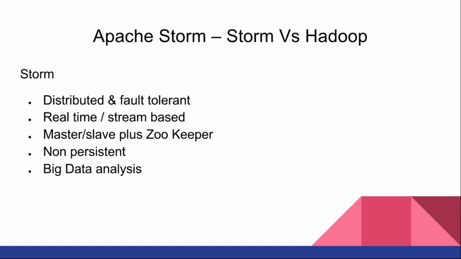It is non-persistent. That means we are not going to store the data anywhere. Once we deploy the Hadoop clusters, we are going to see the data in something like HDFS, but for Storm, we need some place to store the data and to push that data to our framework, that topology, the Storm jobs. The final thing is it is also used for big data analytics only.